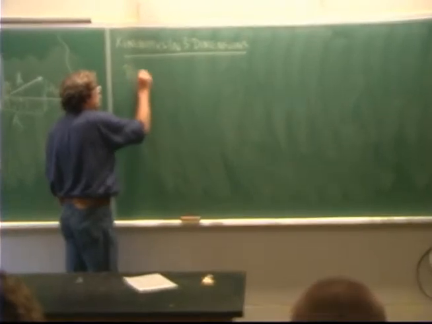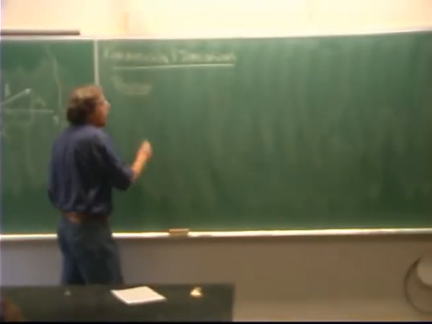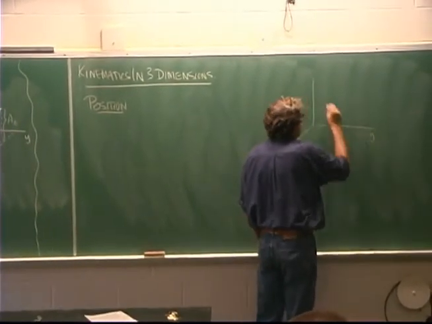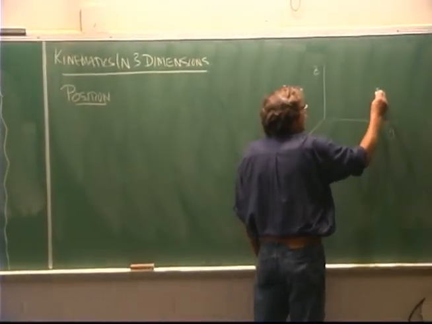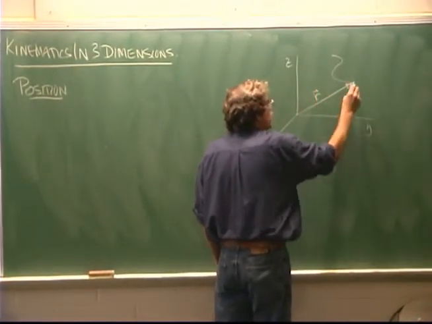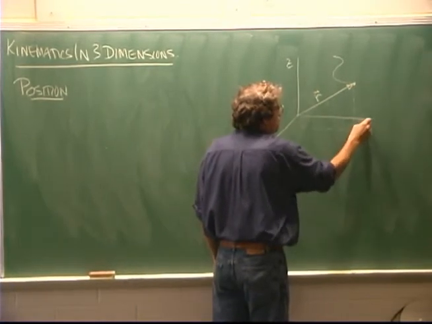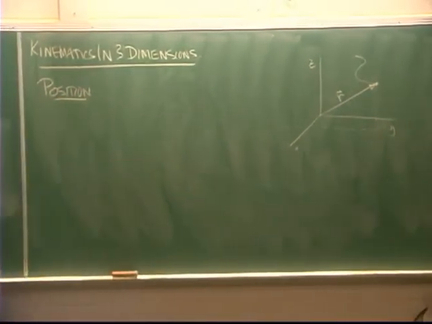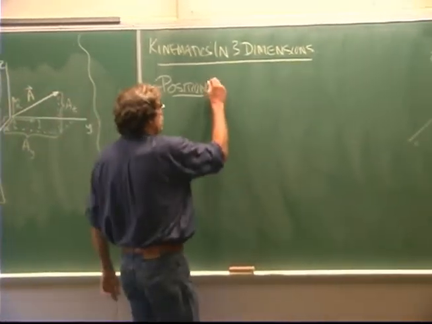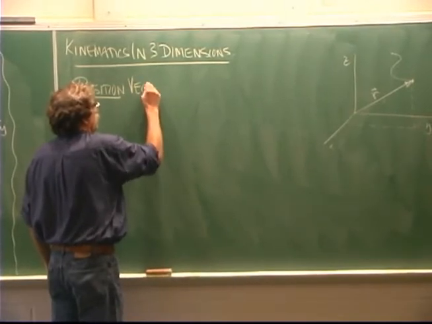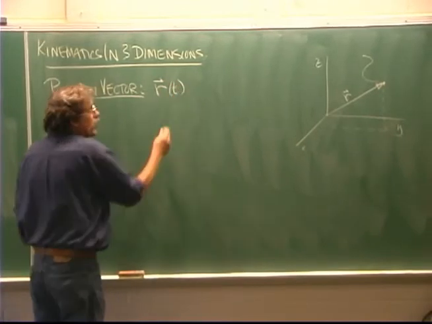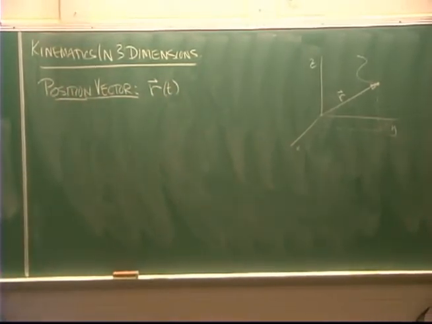Position. I want to know where some object is. So x, y, z, here it is, and it's buzzing around. Right at the moment, it's out at a vector position that we call r. I don't know why the letter r, but the position vector is r, which is going to be a function of t as that object flies around.